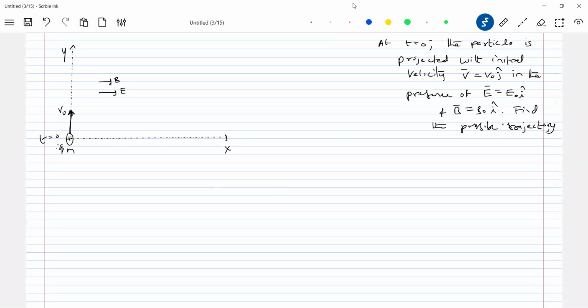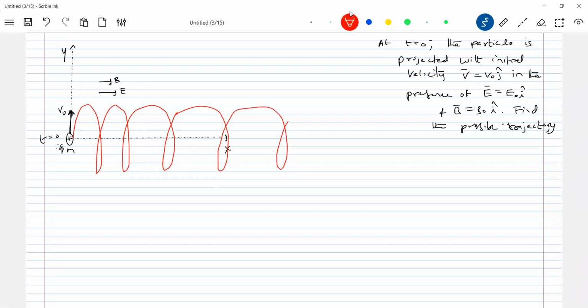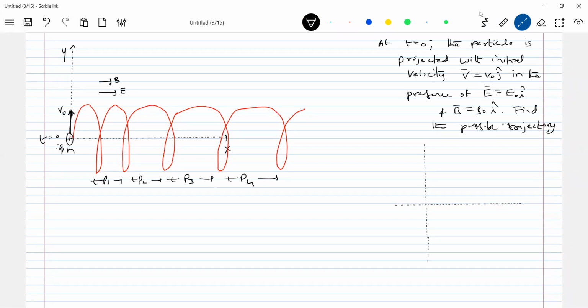Let me redraw it. So it will be 1, 2, 3, 4 lines. So this will be the pitch P1, P2, P3, P4. This is a circular path. The particle here has velocity. This will be the B bar, minus z, plus y. This is the radius.